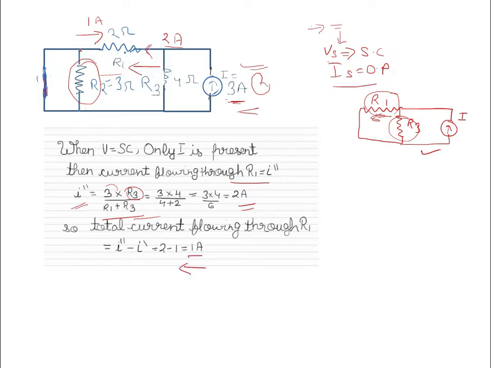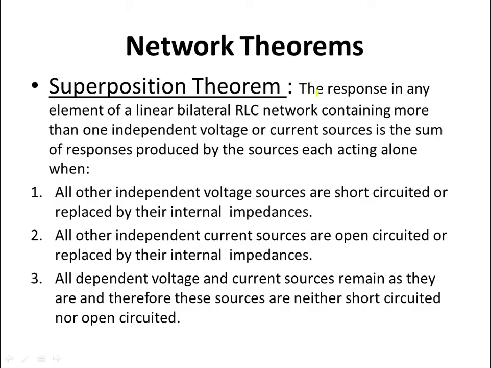You can solve this question using KVL and KCL also, but sometimes using the superposition theorem makes your calculation easy, as you can see here. Okay, so now let's get to its statement. The response in any element of a linear bilateral RLC network containing more than one independent voltage or current source is the sum of the responses produced by the sources, each acting alone.